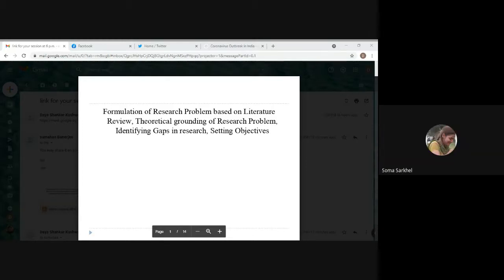Good evening. This is Shoma Sarkhel. I'm currently working in Sundarbans on the topic human nature interaction along the forest fringe villages of Sundarban Biosphere Reserve. I'm pursuing my research at Visva-Bharati in the Department of Geography, and I'm working as an assistant professor in Bakshirat Mahavidyalaya, Cooch Behar.